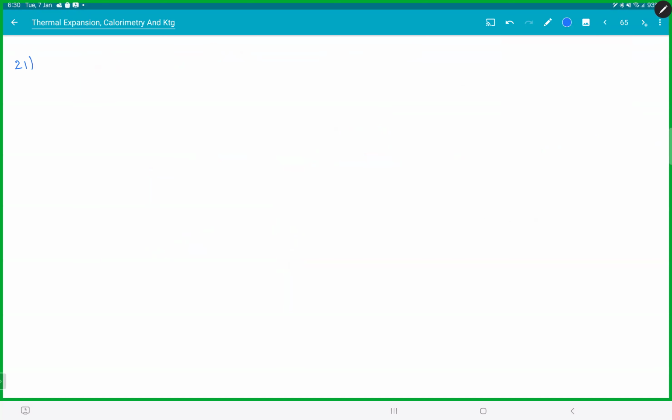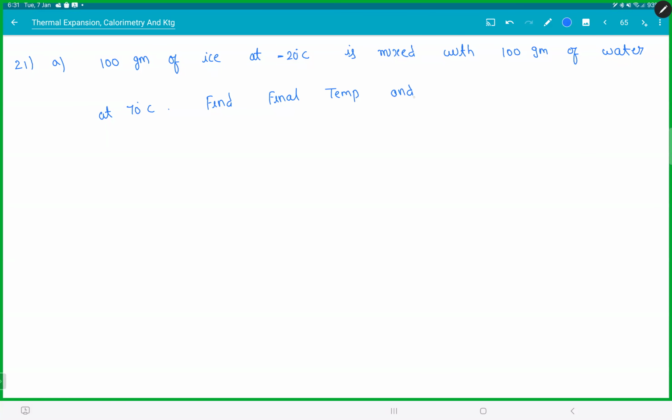In calorimetry, now these questions are slightly different ones. If you ask me, these are the harder ones. Mixing of ice and different substances. Let's say you have 100 grams of ice at minus 20 degrees, mixed with 100 grams of water at 70 degrees. Find the final temperature and the composition of the mixture. Composition meaning how much ice is there and how much water is there. Or everything became ice or everything became water.